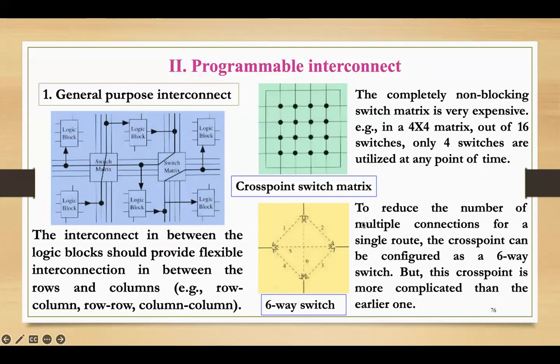connections. To reduce the number of multiple connections for a single route, the cross point can be configured as a 6-way switch. So if you want to reduce the number of interconnections from one logic block to another logic block, then a 6-way switch is going to be fine. But in order to manufacture and construct it, it's going to be a little complex.